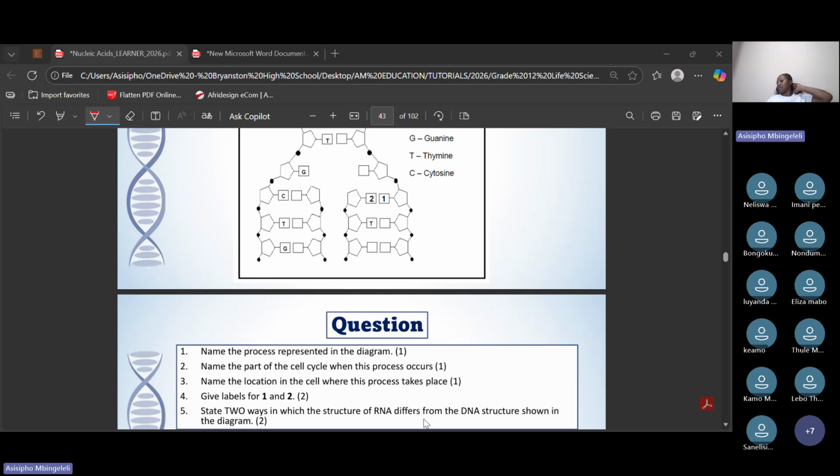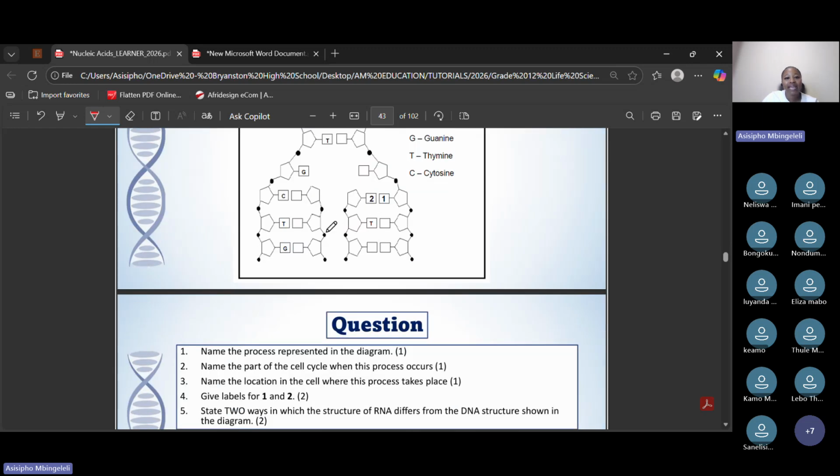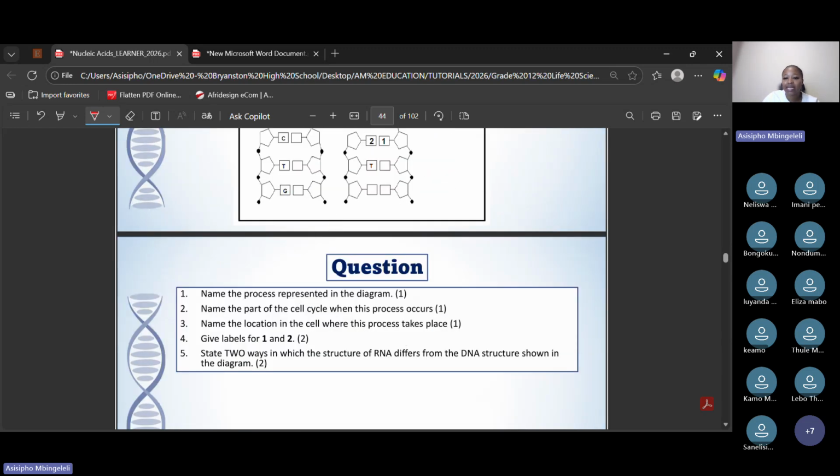Okay, I think we can start marking. All right, so I'm gonna need you guys to help me out here with marking this activity. Yes, I'm seeing more thumbs up. Okay, let's do it together. Study the diagram below, which shows a section of a DNA molecule during a process taking place in a cell. That's what we are given. Name the process represented in the diagram.